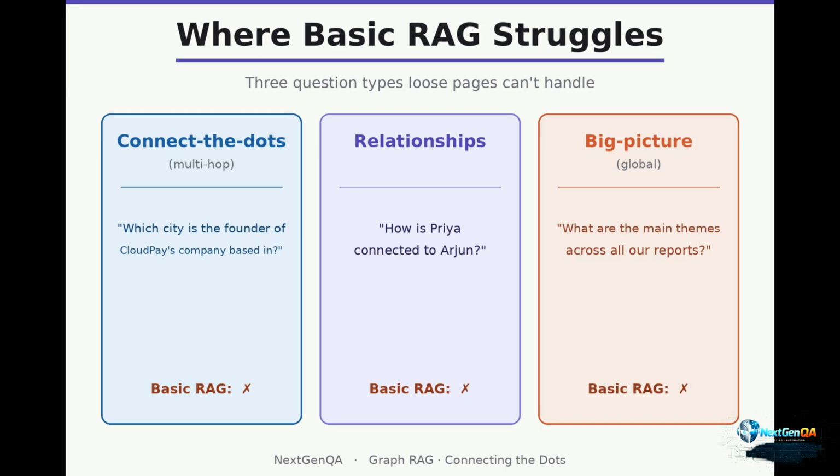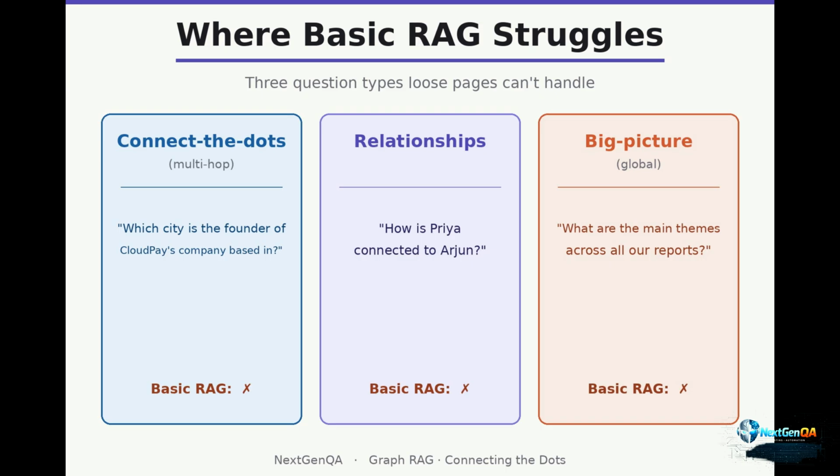Three, big picture or global questions. What are the main themes across all our project reports? There is no single page that contains the main themes. The answer requires standing back and summarizing everything. Basic RAG only grabs a few pages, so it can never see the whole picture.